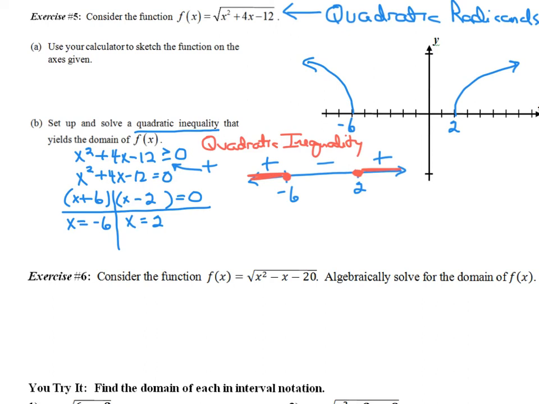So from this number line, we can then write down that the domain for this quadratic radical function is all the numbers x such that x is less than or equal to -6 or x is greater than or equal to 2. If I try any numbers between -6 and 2, I see that it's going to give me an error. You can also look on your graphing calculator and see that on the table of values.